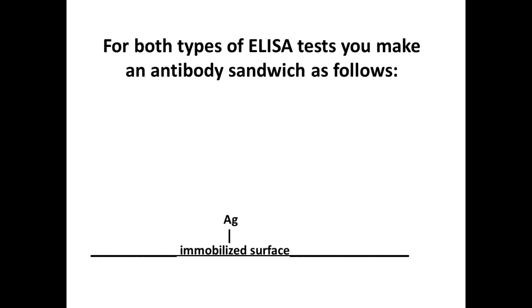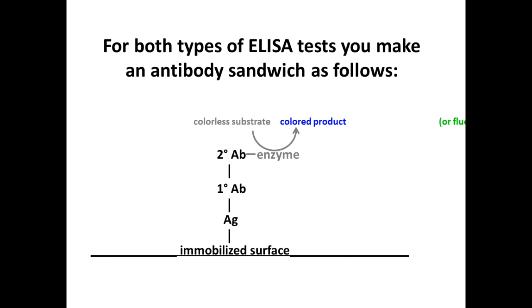For both types of ELISA tests, you make, as we said, that antibody sandwich, right? We're going to start out with our antigen. This is your key to everything. Your antigen, your primary antibody, which, of course, what is it binding to? Just the antigen. Secondary antibody, what is it binding to? Only the primary antibody. This is important. And what does the secondary antibody have that helps us with this test? Has the enzyme linked to it, which is going to turn over our substrate and produce that color for us.